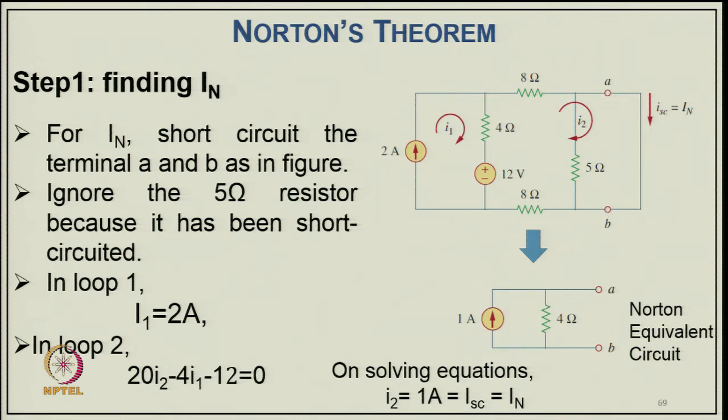Now in loop 1 we can find the current is already 2 ampere, and in loop 2 we can write the equation 20 I2 minus 4 I1 minus 12 because of this voltage source. On solving these two equations we get I2 equal to 1 ampere, equal to ISC, equal to IN. Now this Norton equivalent is a 1 ampere current source with 4 ohm as the Norton equivalent resistance. That is the Norton equivalent circuit of this network.